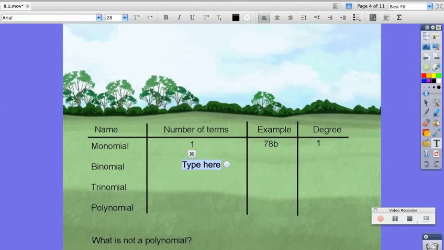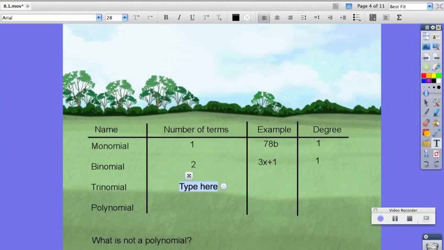For binomials, the number of terms is 2. An example would be 3x plus 1. And the degree is 1. The degree is 1 because on top of x, the exponent is 1.